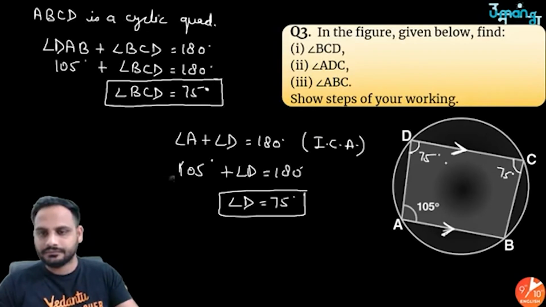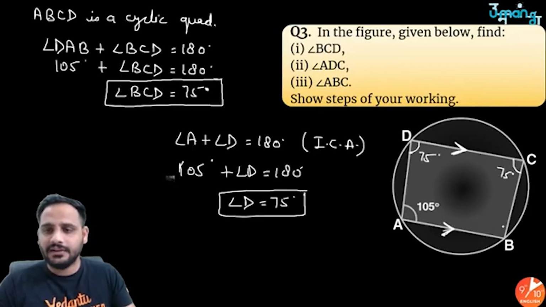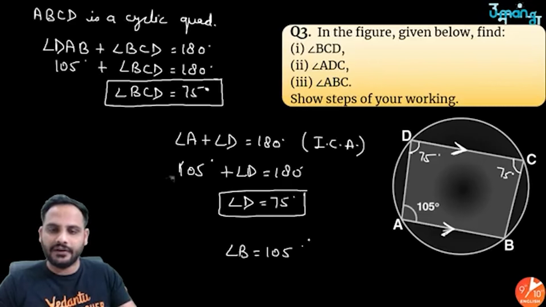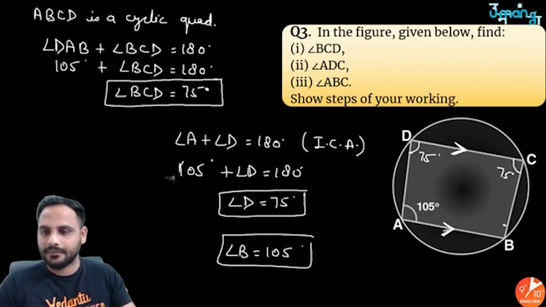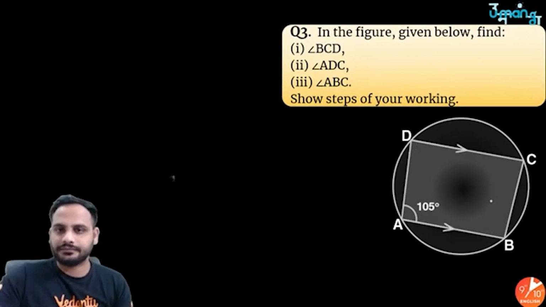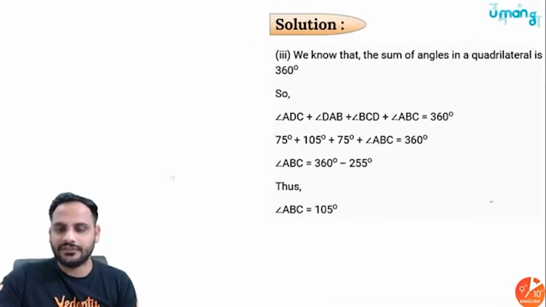And again, I can either say angle B plus angle C is 180 degrees because of interior consecutive angles, or I can say angle B plus angle D will be 180 degrees because of the opposite angles of a cyclic quadrilateral. Your angle B will be equal to 105 degrees. Right? This one will also be 105. Either by consecutive angles or by opposite angles of a cyclic quadrilateral, you will get your answer. Okay, let's go for the next question.